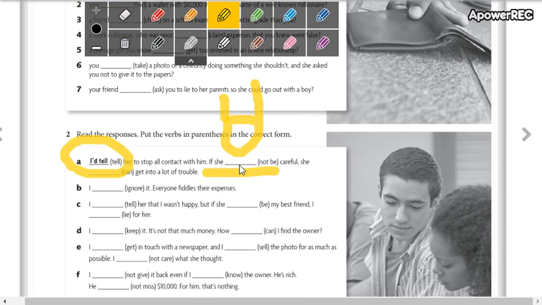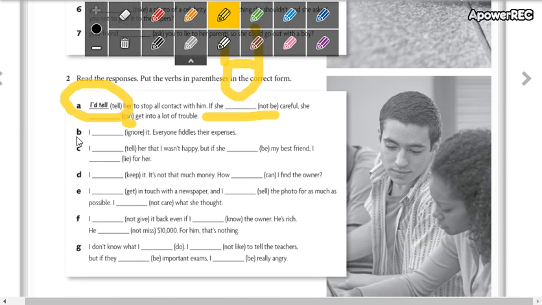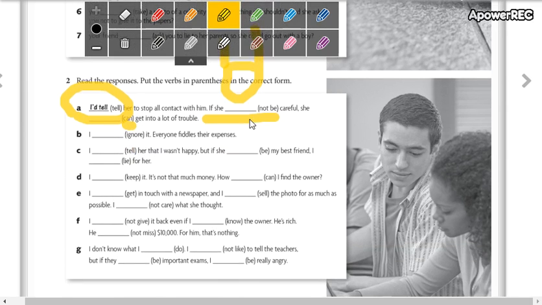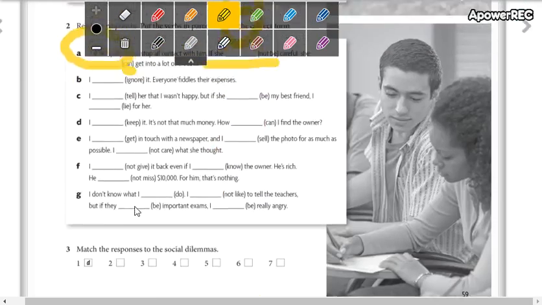wasn't or weren't. Correct. If she weren't careful, you don't write weren't be. If you weren't careful, she could get into a lot of trouble. Aquí nos está diciendo que utilicemos el can. So could get a lot into trouble. So you're going to complete the other sentences. Remember, they are responses for this 7.